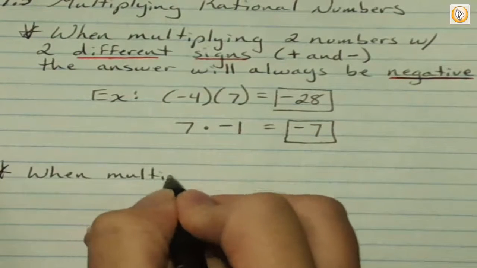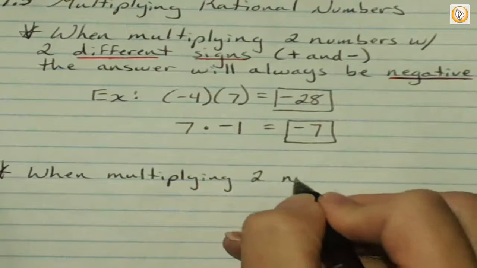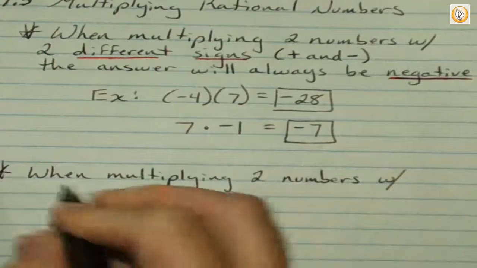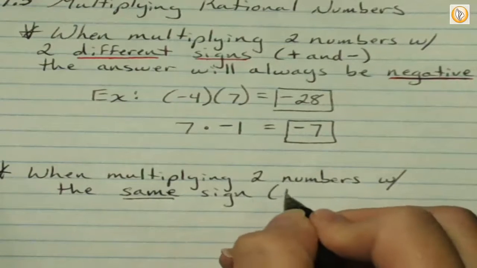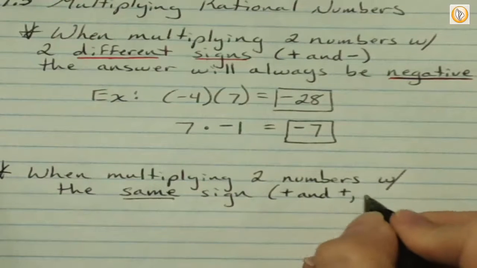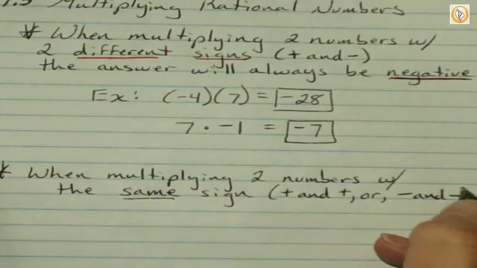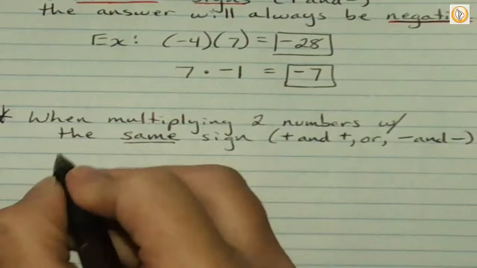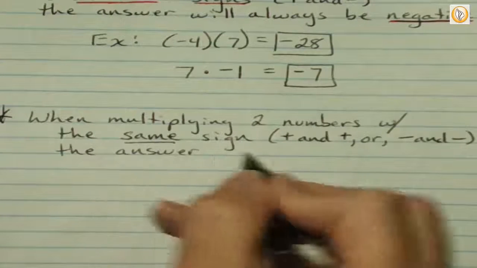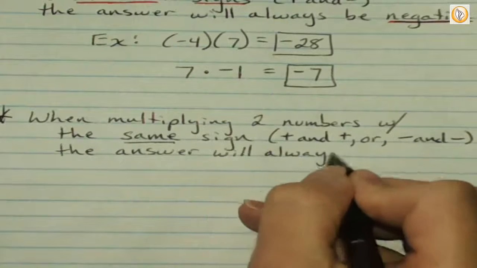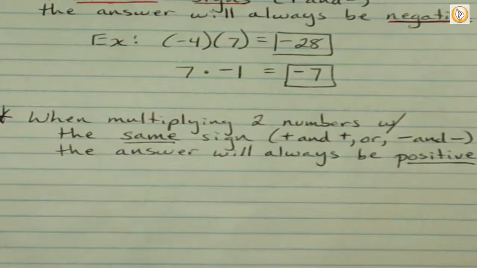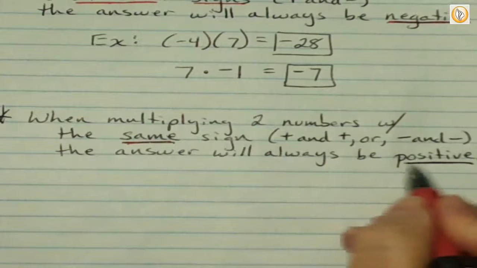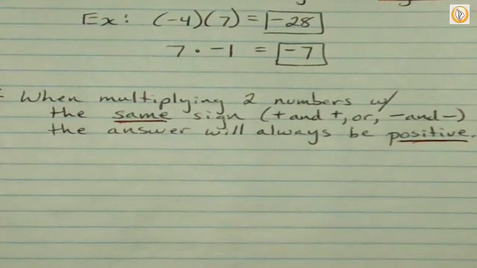When multiplying two numbers with the same sign, positive and positive, or negative and negative, the answer will always be what? Positive. Same signs, positive answer. Different signs, negative answer.